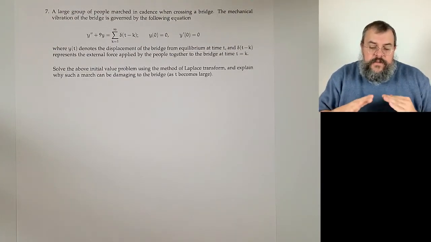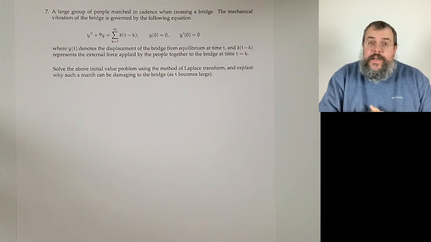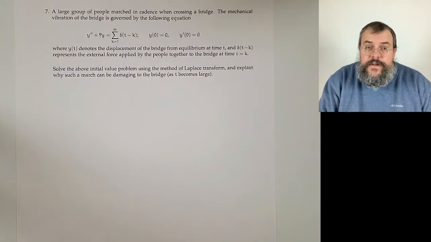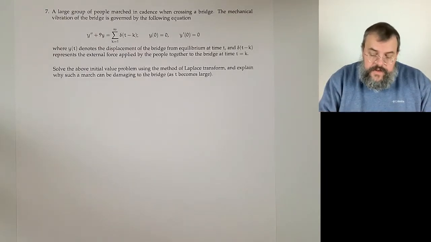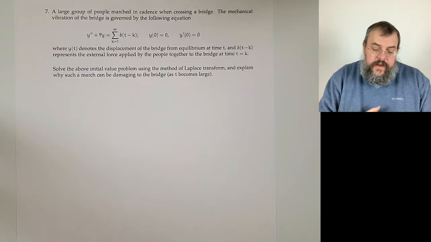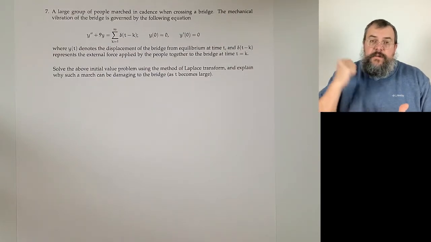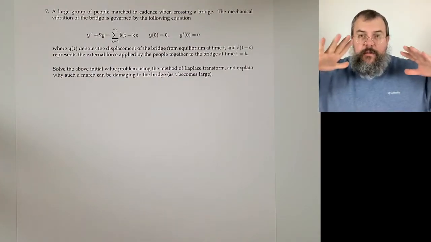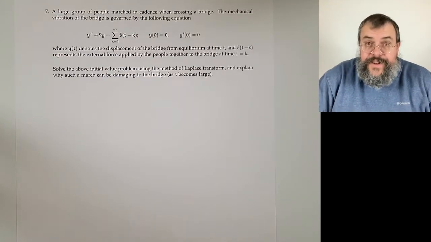The mechanical vibration of the bridge is governed by the following equation. y double prime plus 9y equals the sum, k equals 1 to infinity, of delta(t minus k), where y of 0 equals 0 and y prime of 0 equals 0. Okay, and y of t denotes the displacement of the bridge from equilibrium at time t. Delta(t minus k) represents the external force applied by the people together to the bridge at time t equals k. So in other words, at time t equals k, it's like they're all stepping at the same point. Boom, boom, boom. So there's this pulse. And so that's what's happening here. There's this nice little pulse. Remember that delta represents the delta function.